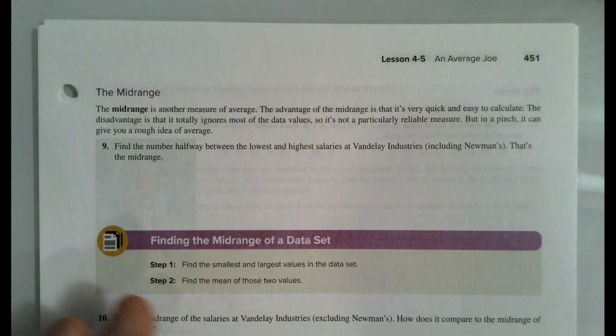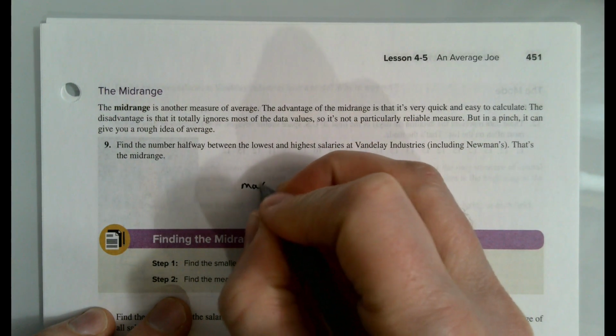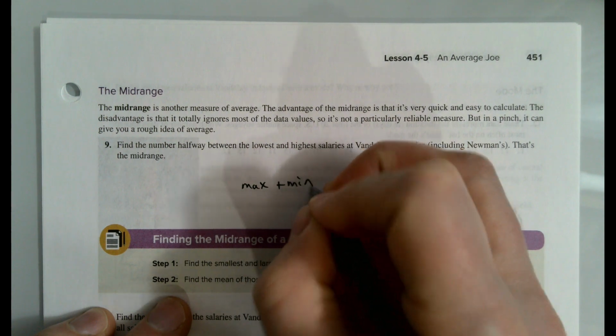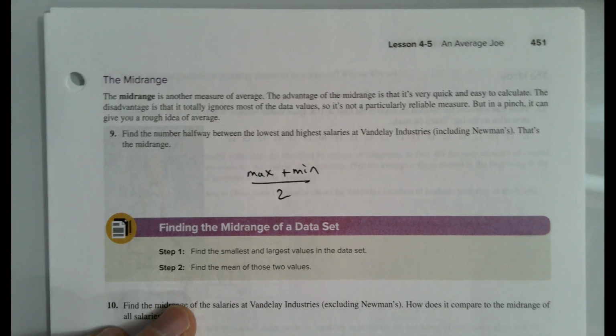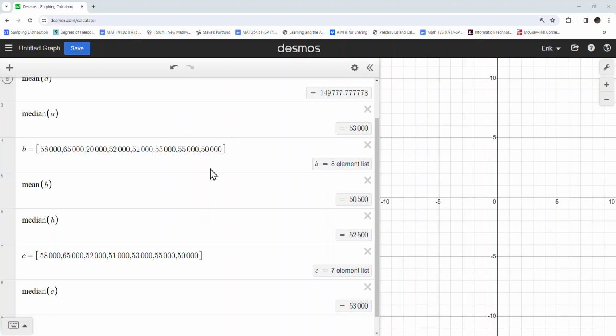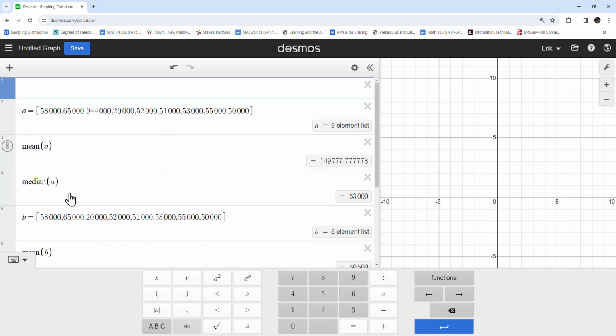We're going to have to calculate it. We could do a little formula for it. It's the maximum value plus the minimum value divided by 2. That's the mid-range. Let me show you in Desmos how to calculate that. We're going to do this for the salary with all of them.